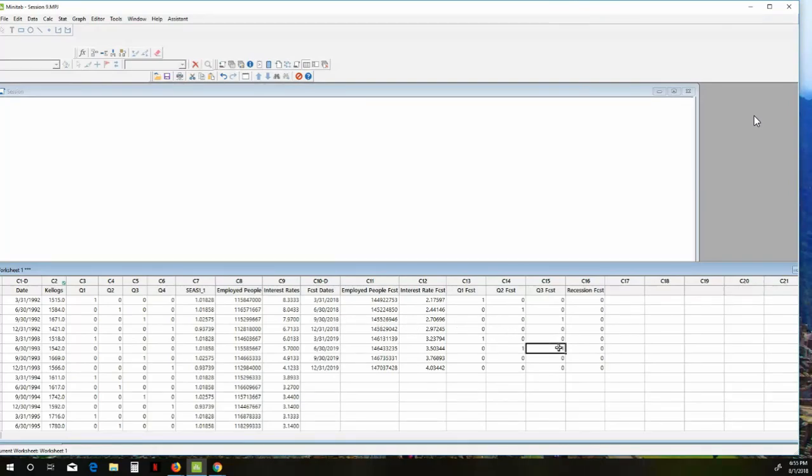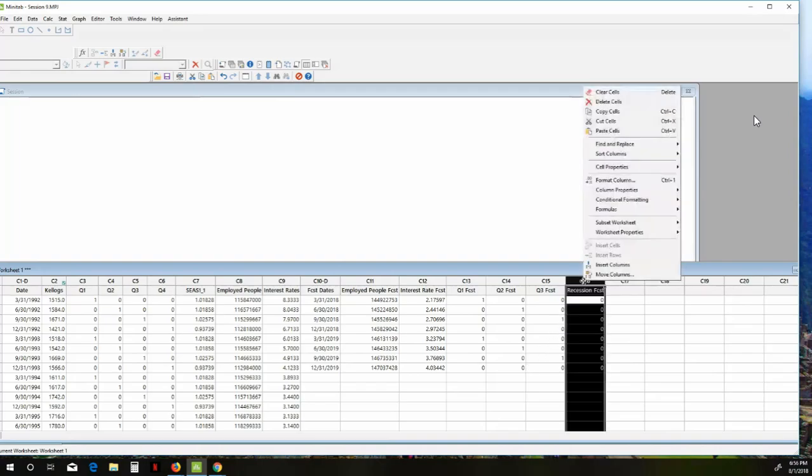And this is a Q3 right here. And the Q4s we don't need because I left them out. Okay. And I'm going to nuke recession forecast. Delete cells for the time being.